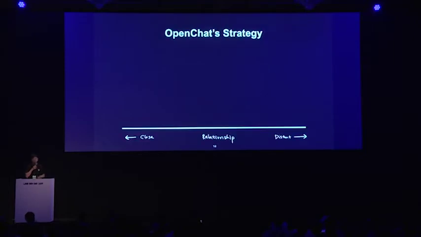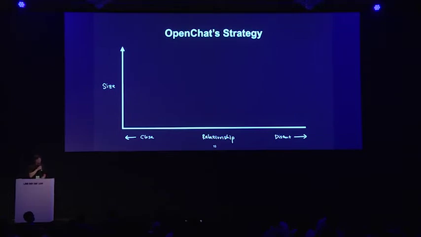OpenChat was started from one mission, closing the distance, just like Line. Here's a simple diagram about OpenChat's target users. The x-axis is about the relationship. As you go to the left side, it's a closer relationship like family or friends. If you go to the right side, it becomes distant. So you may or may not meet these people in person. The y-axis is about the size of people, so the bottom is small, and going up gets larger.